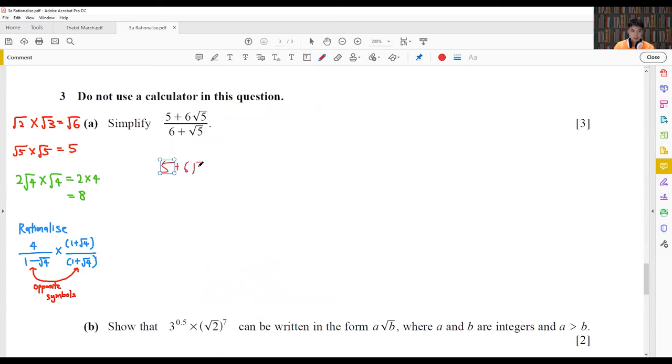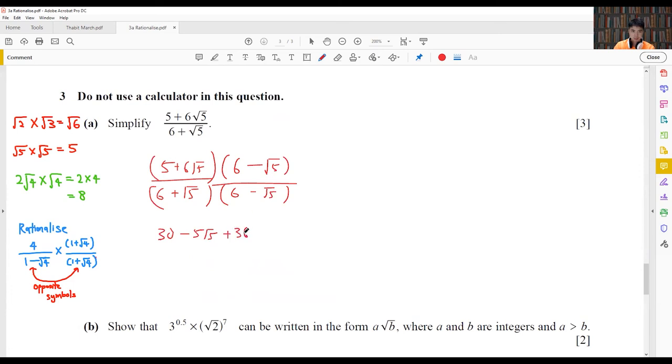5 plus 6 surd 5 over 6 plus surd 5 multiplied by 6 minus surd 5 over 6 minus surd 5. Okay. Rationalize this. 5, 5, 30. 5 minus surd 5 minus 5 surd 5. 6, 6, 36 plus 36 surd 5. And lastly, this times this. 6 times 5 is minus 30 over 6 times 6, 36. And then surd 5 times surd 5, minus 5.